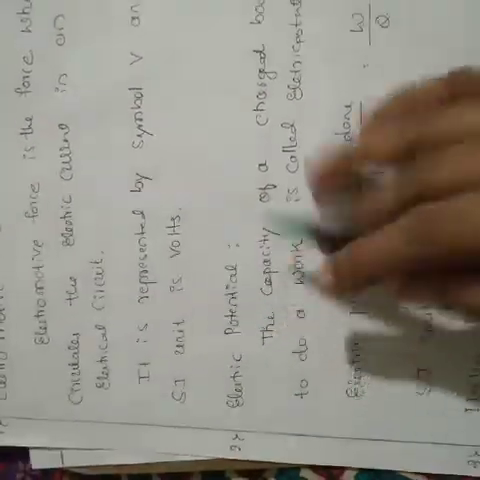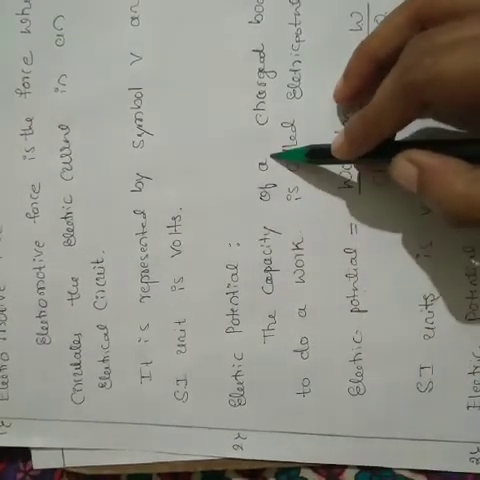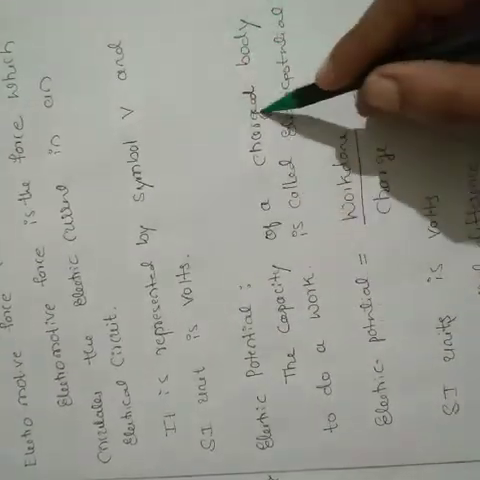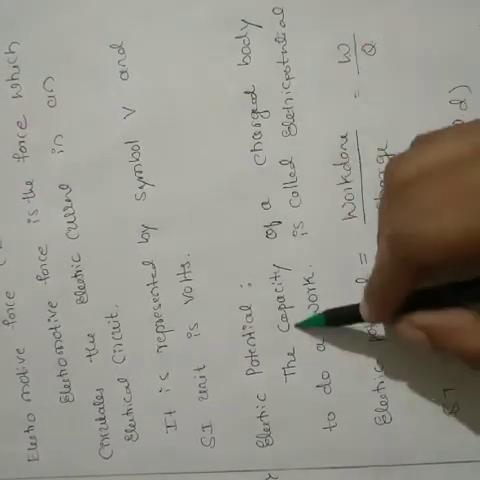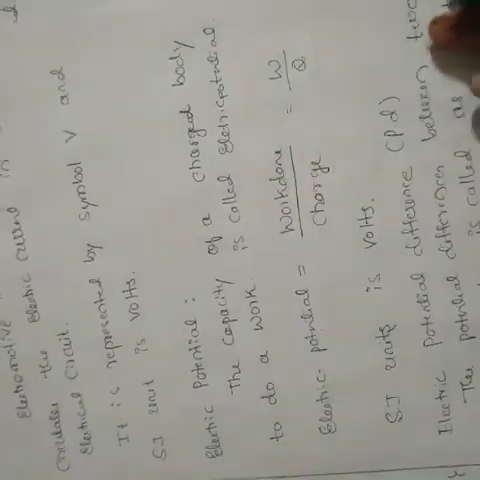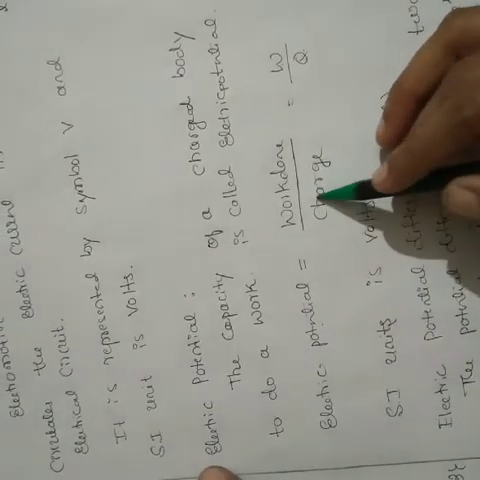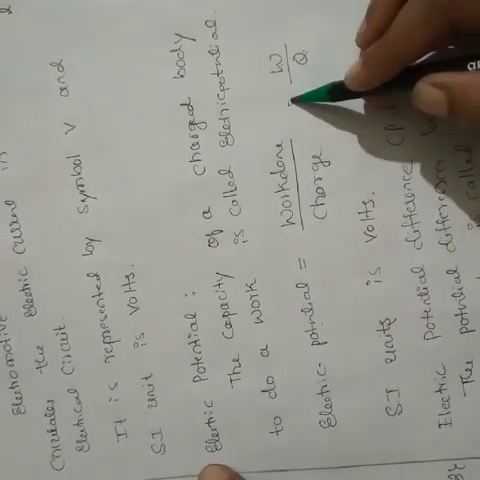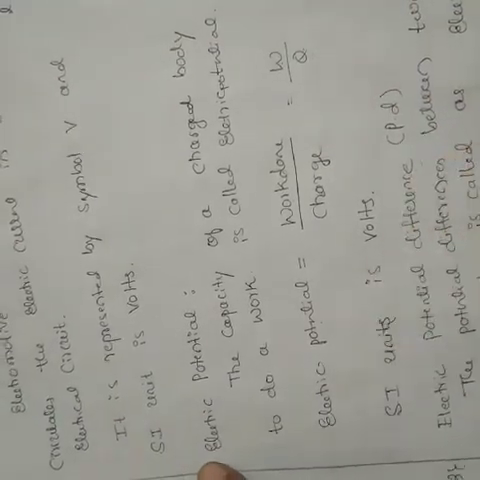Then the second definition, electric potential. The capacity of a charged body to do work is called electric potential. Therefore, electric potential is equal to work done divided by charge, that is W by Q. The SI unit is volts.